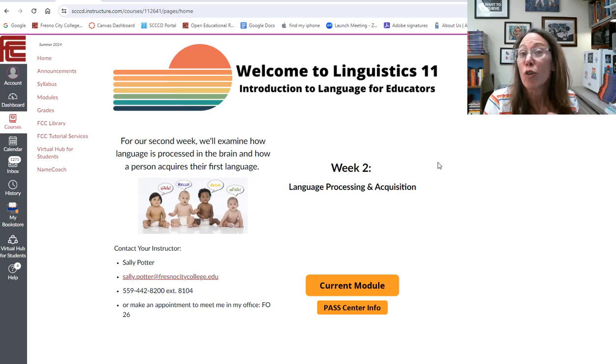So for our second week, we're going to be looking at a couple different things that are related to each other. First, how language is processed in the brain, so the different parts of the brain that deal with different parts of language. And then we're also going to start looking at language acquisition. So for this week, we're going to be starting by looking at first language acquisition. And then next week, we're going to spend the whole week really looking at the details of second language acquisition, because that is a really important topic for this course.